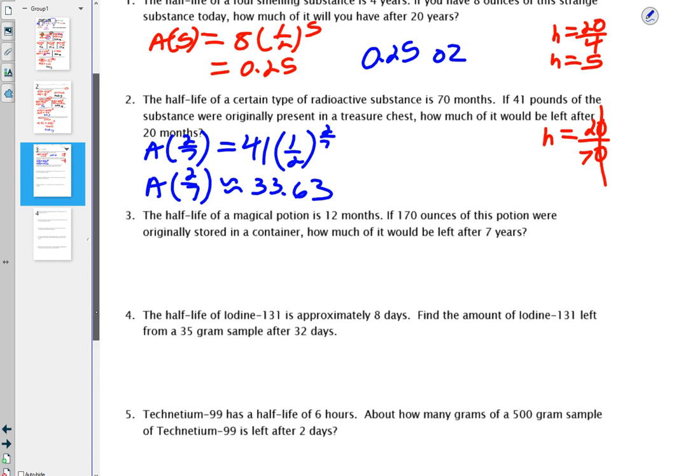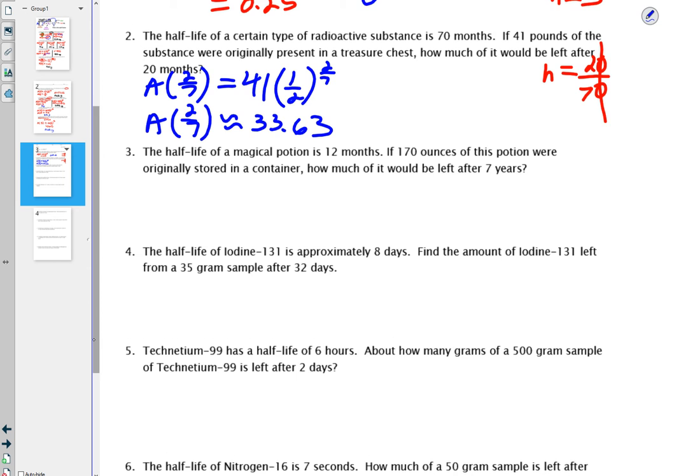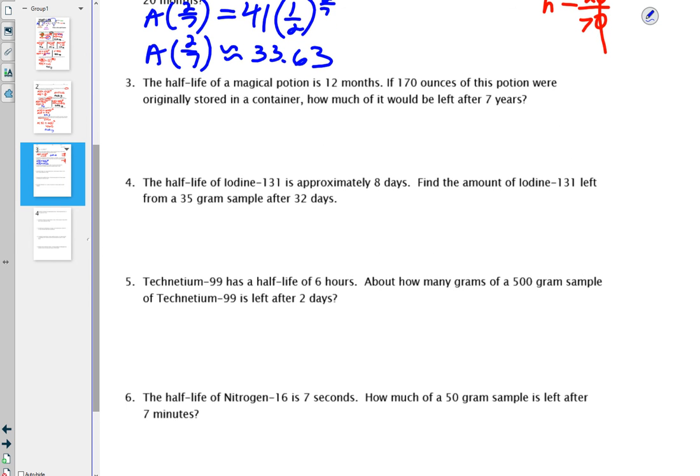All right, let's see if we get the next one. Why does everybody do that? Slap it on there. Yeah, man, it's weird. So how much of the magical potion will be left after 7 years? I think this one.